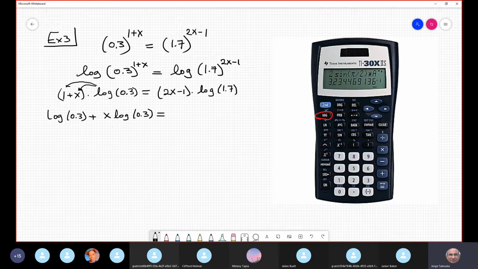The right-hand side is similar. Multiply this and this, multiply this and that: the 2x times LOG 1.7 minus LOG 1.7. Everyone follow me? So, exactly the same, we are doing intermediate algebra. See, my goal is to solve for x.